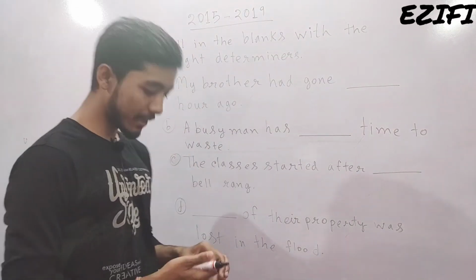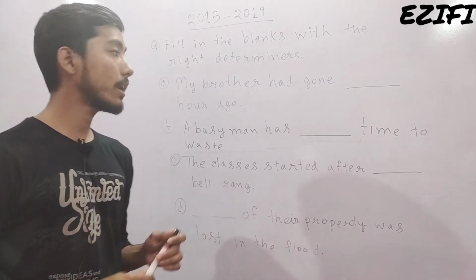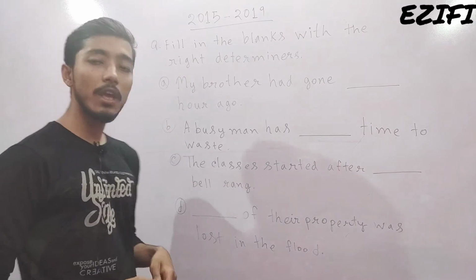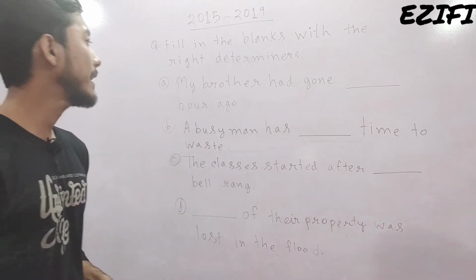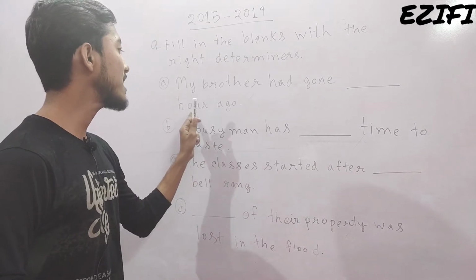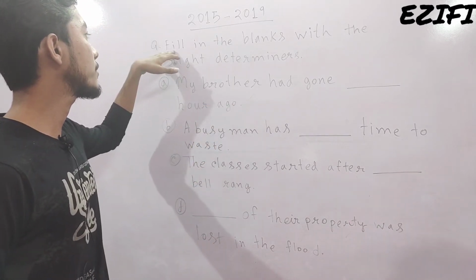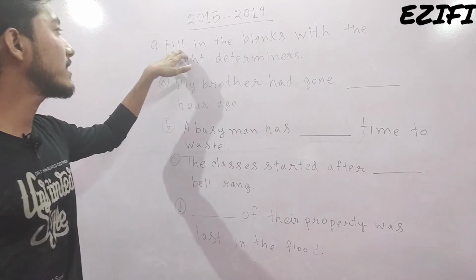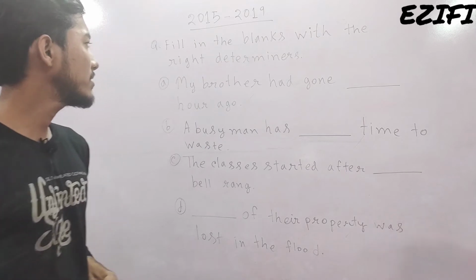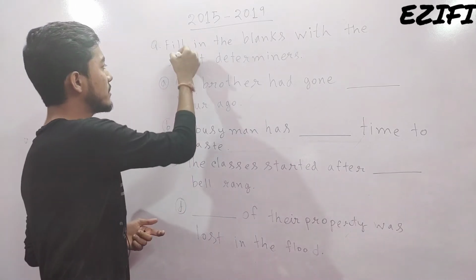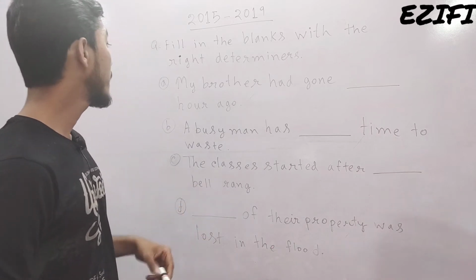We have collected the question papers from 2015 to 2019, and we will be moving on accordingly. Now the first question is, my brother had gone dash hour ago. Before I move on with the question, your main question will be like this: fill in the blanks with the right determiners. They don't change the kind of question very much, so this is the kind of question you will be getting.